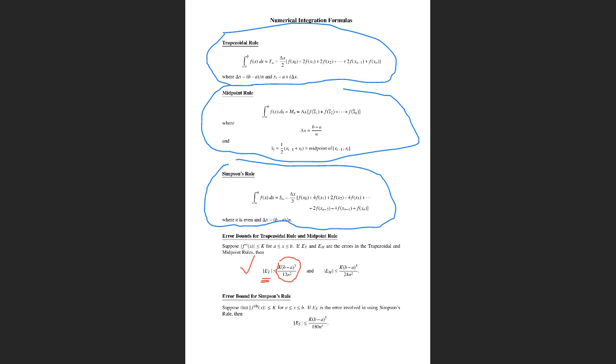So all of these approximation formulas, well, the trapezoidal rule, midpoint rule, and Simpson's rule have these error bounds. And it's very important to find error bounds so you have an idea of how good your approximation is. All right, so today we're going to be working with those error bound formulas. So now if we go back to the problem here.